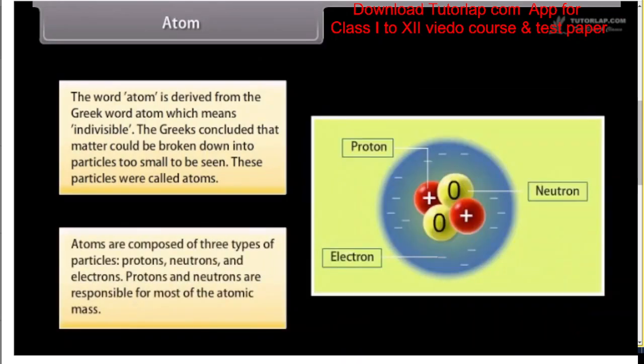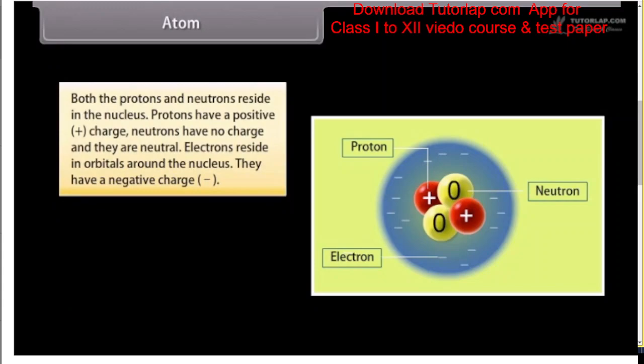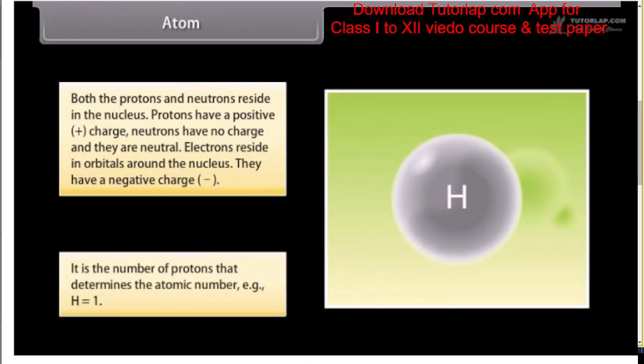Atoms are composed of three types of particles: protons, neutrons, and electrons. Protons and neutrons are responsible for most of the atomic mass. Both the protons and neutrons reside in the nucleus. Protons have a positive charge, neutrons have no charge and they are neutral. Electrons reside in orbitals around the nucleus. They have a negative charge. It is the number of protons that determines the atomic number. That is, H is equal to 1.